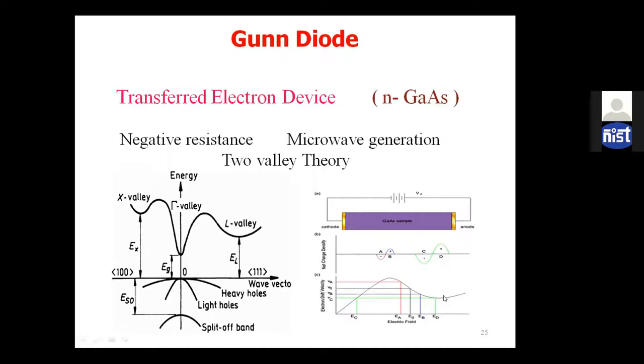We use this property to make the GaAs diode, which is an important device for microwave generation. So this is called the two valley theory. From this value to this value, as you increase the electric field, the electron drift velocity, or in terms of J, the conductivity, gradually decreases. That will give you negative resistance. If the resistance is negative, it can be used to design an oscillator that will give you a microwave frequency.